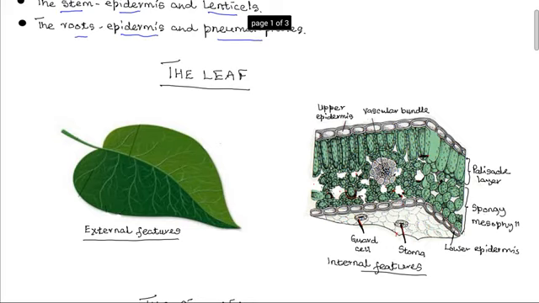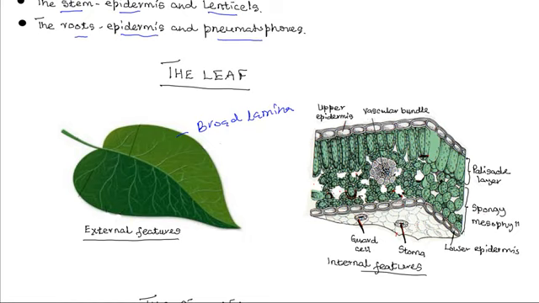Now, externally, the leaf has a broad lamina that provides a large surface area for gaseous exchange. In many plants, the lamina is broad to provide a large surface area for gaseous exchange.